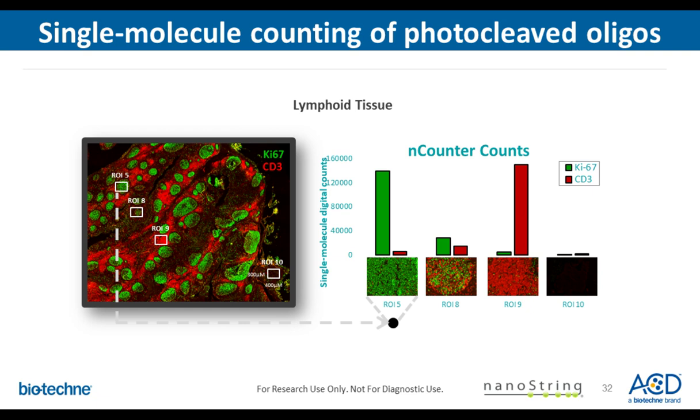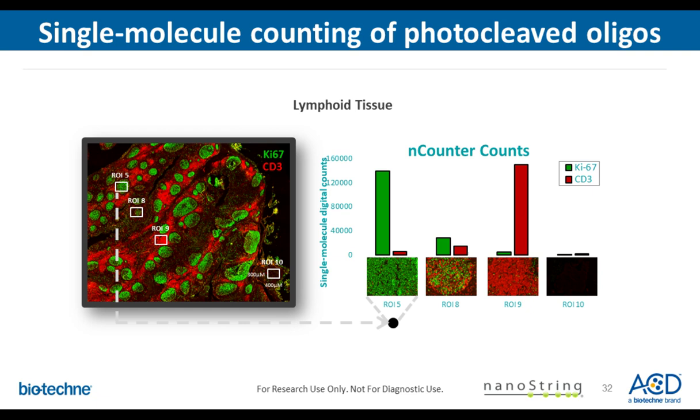So a really simple example of that to give you a feel for how it works. Here we have lymphoid tissue. It's stained with a collection of DNA barcoded antibodies, and at the same time stained with both Ki67 and CD3 fluorescent antibodies. We image it on the system. We then select regions of interest. So in ROI 5, you see here, that is an area that is fluorescently very strong for Ki67. And the DNA barcoded antibody for Ki67 then shows up by reading the digital counts shown on the y-axis. The same is true in ROI 9, but for CD3.